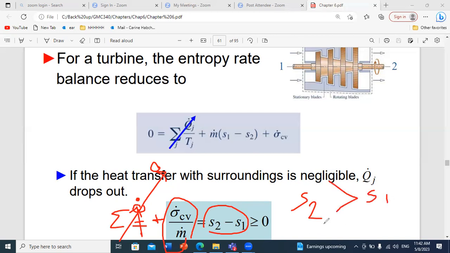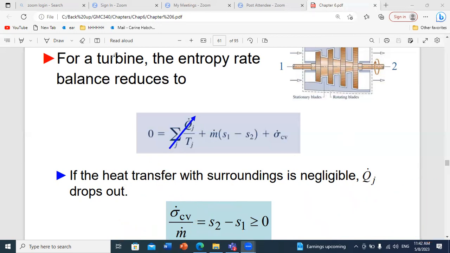So S2 is larger than S1 if the process is irreversible, or S2 equals S1, and in this case I call it S2S. Why do I call it S2S? Because the S represents that it's an isentropic process. So if I know that my process is isentropic, I directly determine what S2S is: S2S is equal to S1. Okay? And if I have irreversibilities, it's impossible, as we saw here, for S2 to be smaller than S1; it has to be larger than S1.